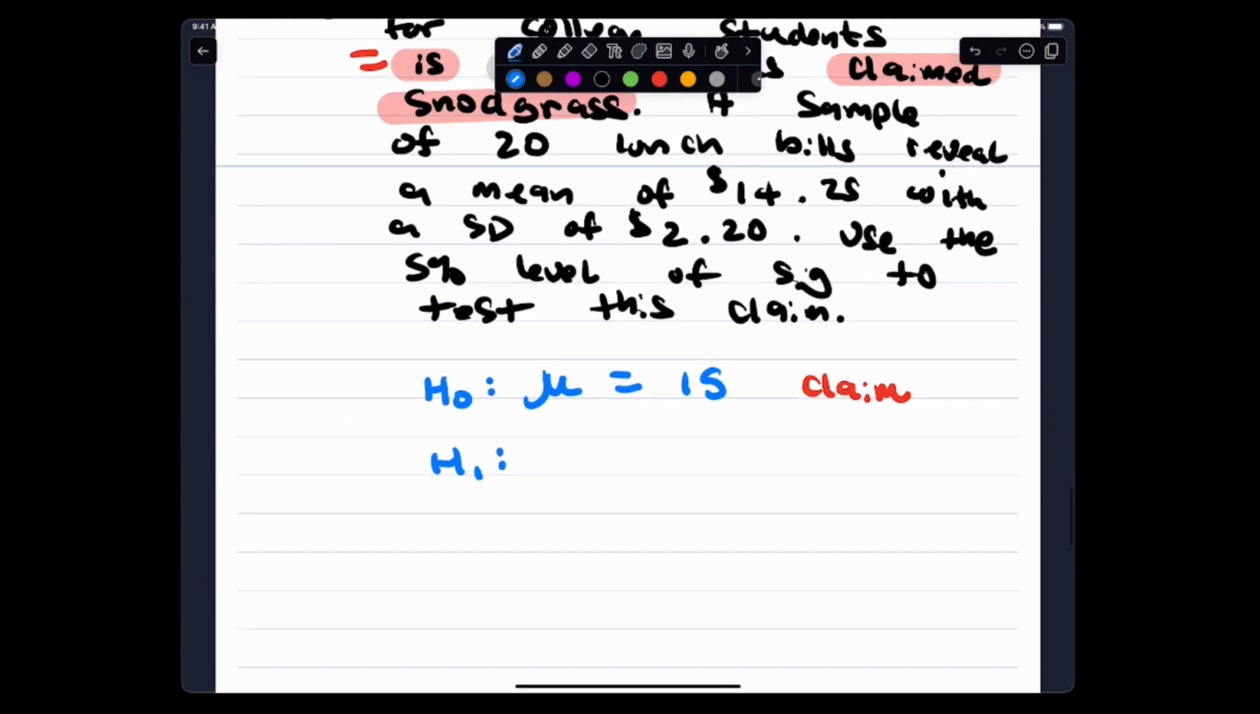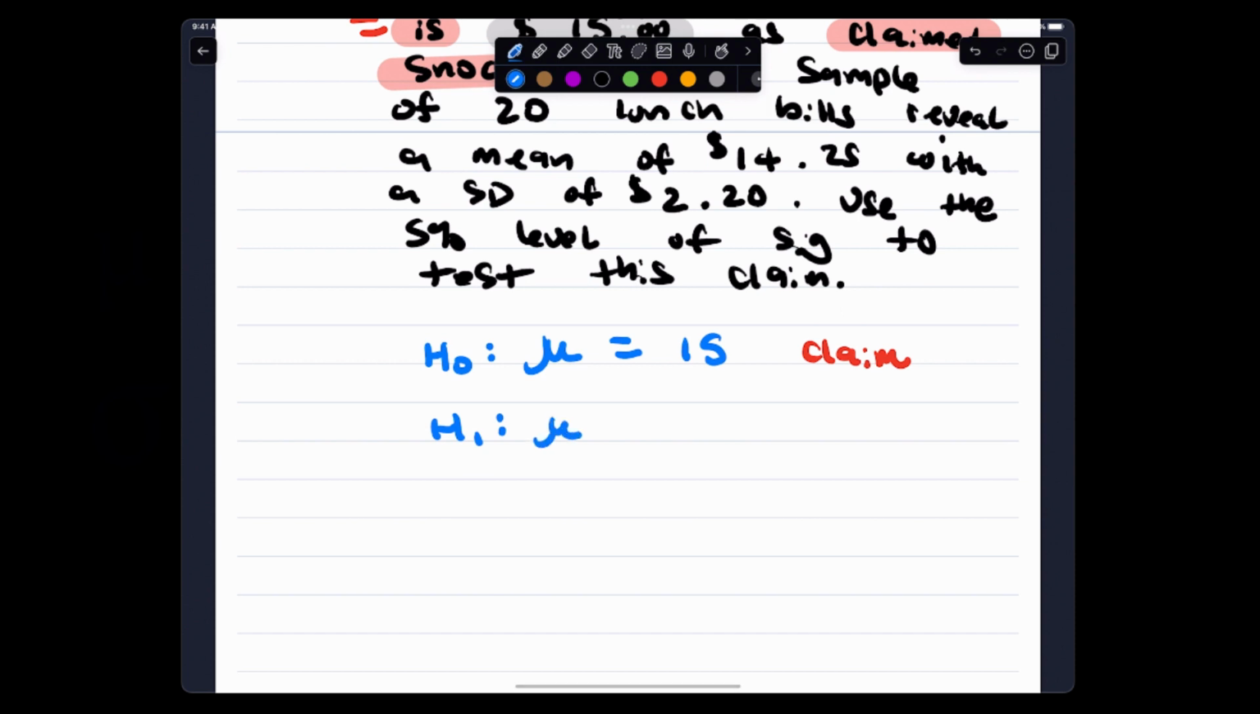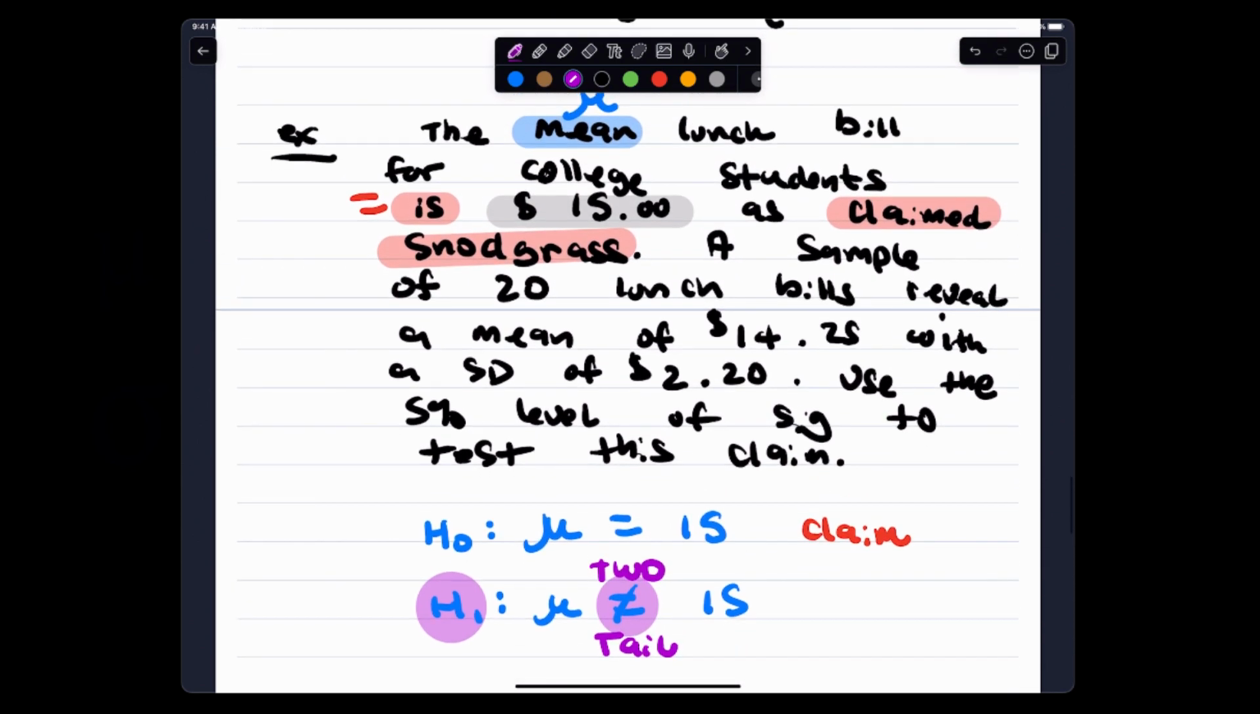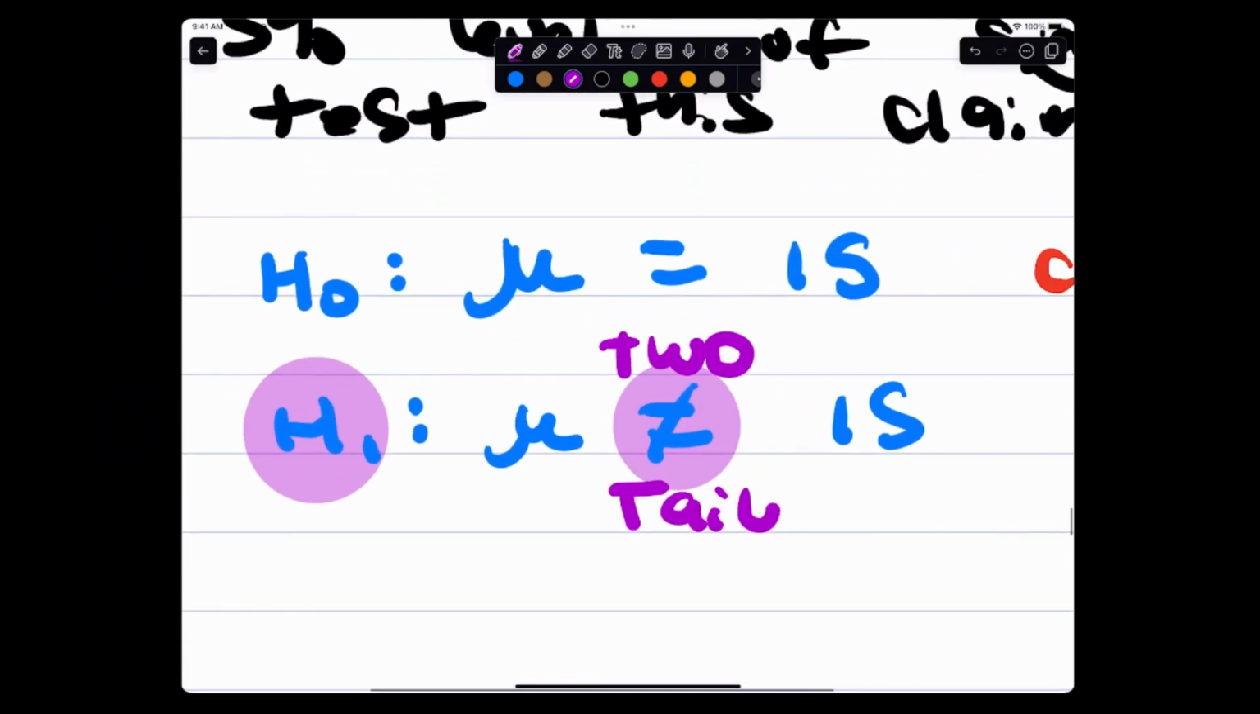Okay, what's the opposite of equal? Not equal. Good. And moreover, what do we know? This is going to be a two-tail test. Why is that a two-tail test? Because of that non-equal in the alternate hypothesis, ladies and gentlemen. There it is.